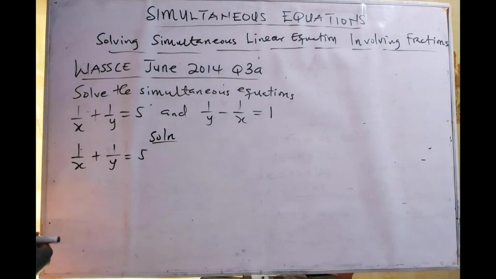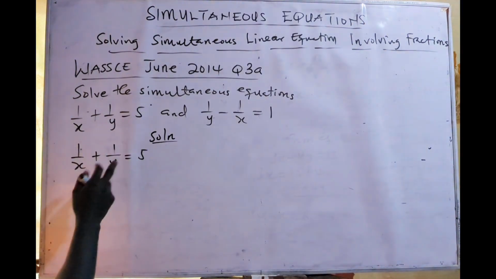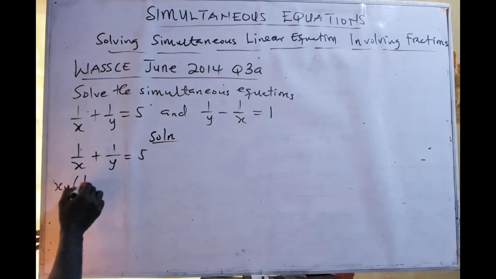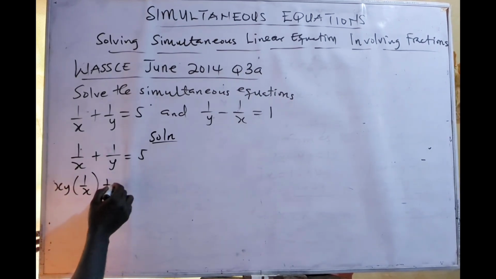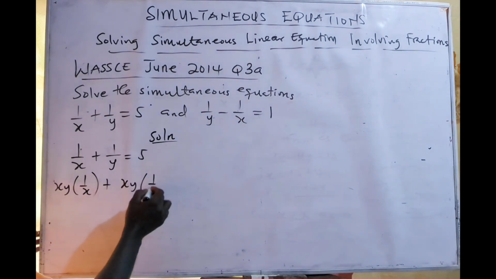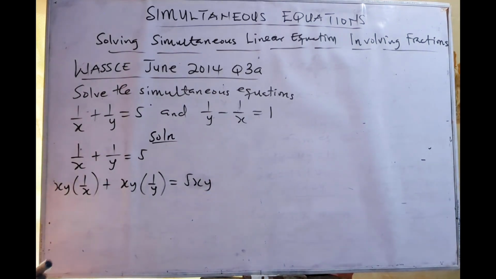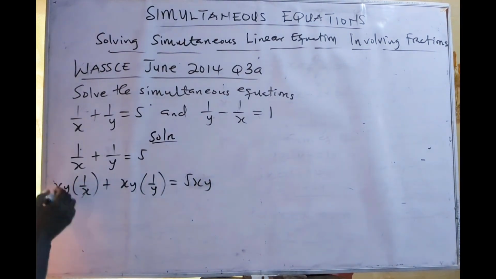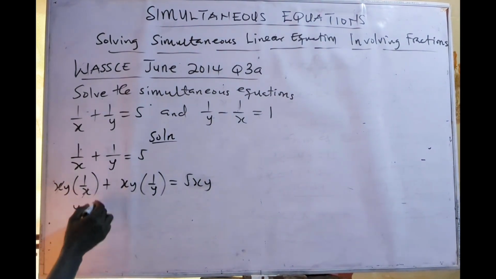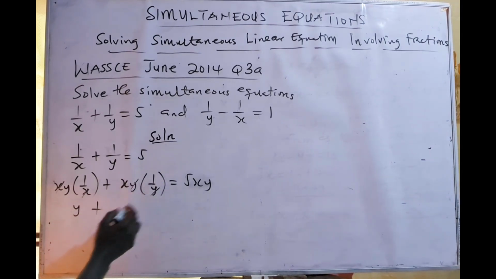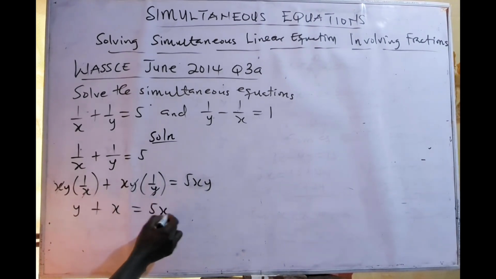Okay, so here we can get rid of the denominator using the LCM. We have xy here, so our LCM will be xy. So we are going to multiply through by xy. So xy is going to multiply 1 over x, plus xy is going to multiply 1 over y, and then xy is going to multiply 5. Then x can take off x, y times 1 gives me y, y can take off y, and then I have x times 1 to give me x, equal to 5xy.